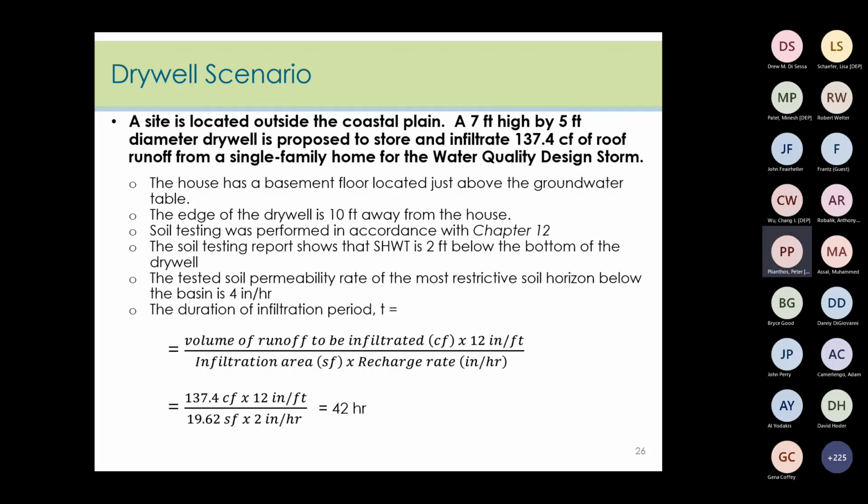The house has a basement floor located just above the groundwater table. The edges of the dry well are 10 feet away from the house. Soil testing was performed in accordance with Chapter 12. The soil testing report shows that the seasonal high water table is 2 feet below the bottom of the dry well, and the tested soil permeability rate of the most restrictive soil horizon below the dry well is 4 inches per hour.